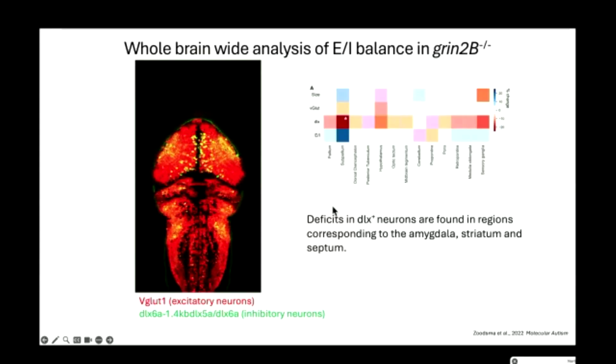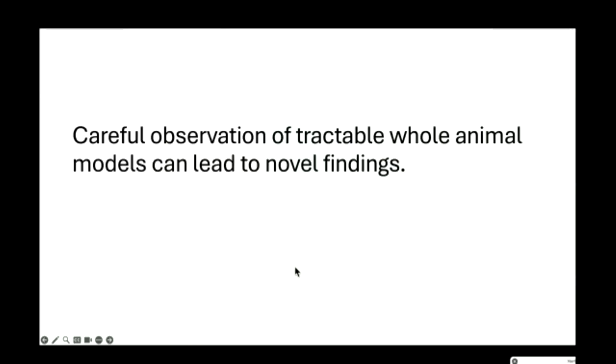And that was really interesting to us because the regions in zebrafish correspond to things like the amygdala, the striatum, and the septum in humans, which are regions where interneuron deficits in individuals with autism have also been found. So we think this model is showing a lot of both face validity and construct validity to human patients. In addition, these animals provide an opportunity for us to look at things that are difficult to look at and to find novel findings.